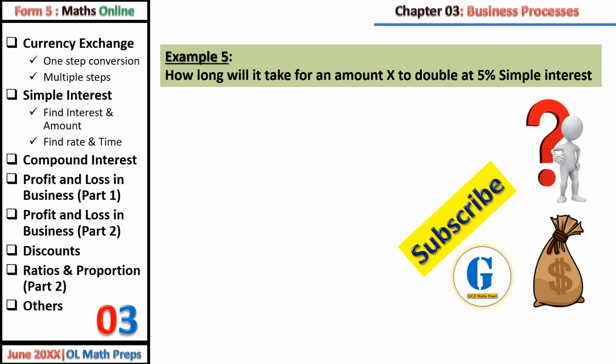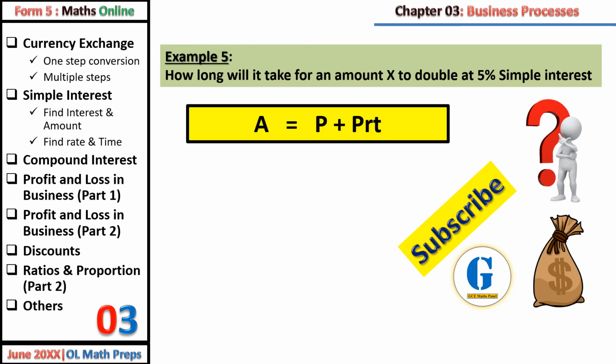And example 5, how long will it take for an amount X to double at 5% simple interest? So we know that amount is equal to principal plus simple interest, and simple interest is given by principal times rate times time. So from here we have the amount, the principal, which is X, plus X times rate times time, should be equal to 2X, because they say the amount that was saved is to double. So from X to 2X.